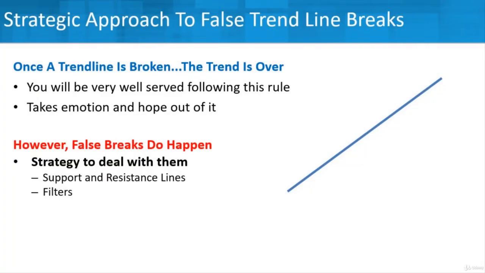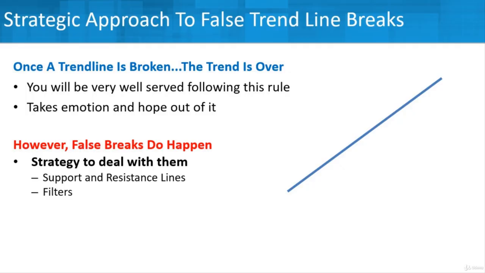And once again, hard fast rule, once the trend line is broken, no matter how it's broken, the trend is over. That is the hard fast rule. Again, you're well served following that rule. Takes emotion, hope out of it, takes a lot of extra analysis out of it. So nothing wrong with that as far as once that trend line is broken, the trend is over.